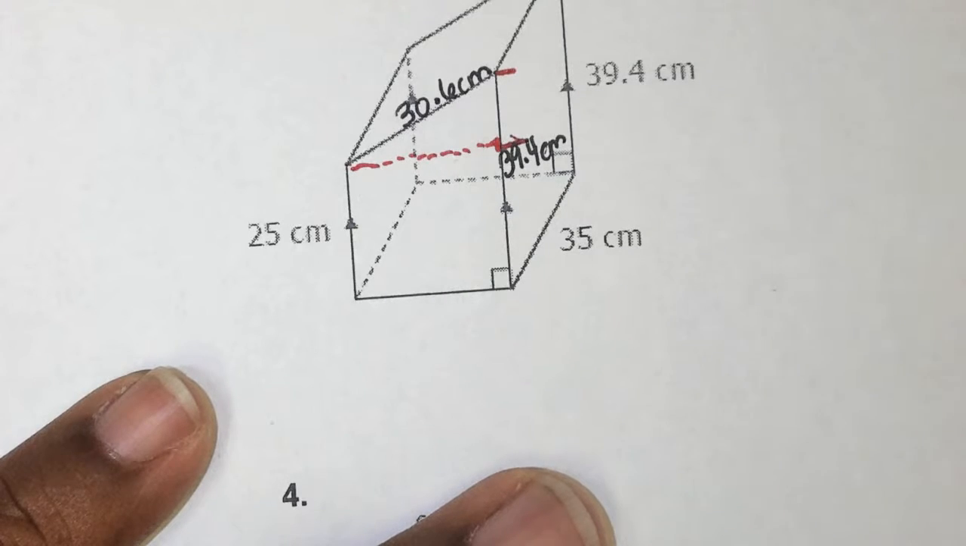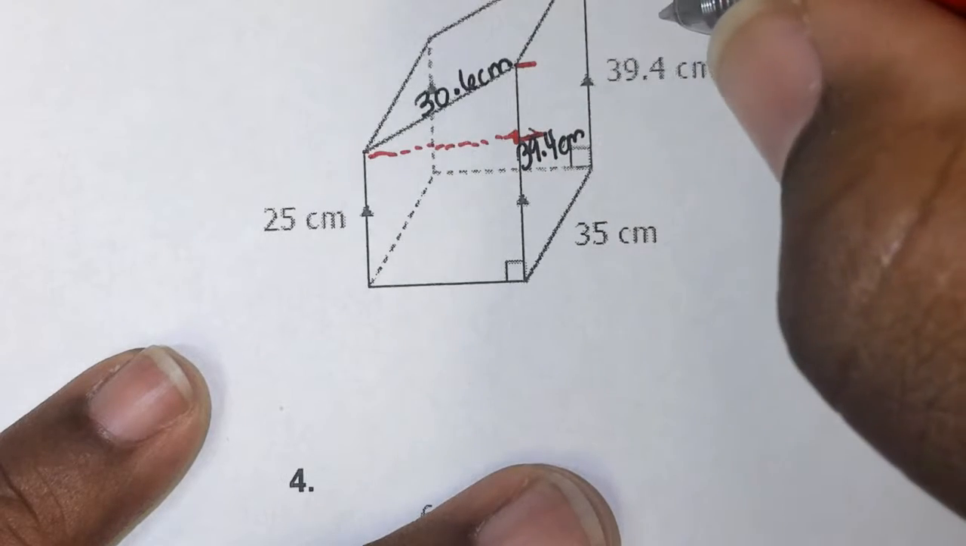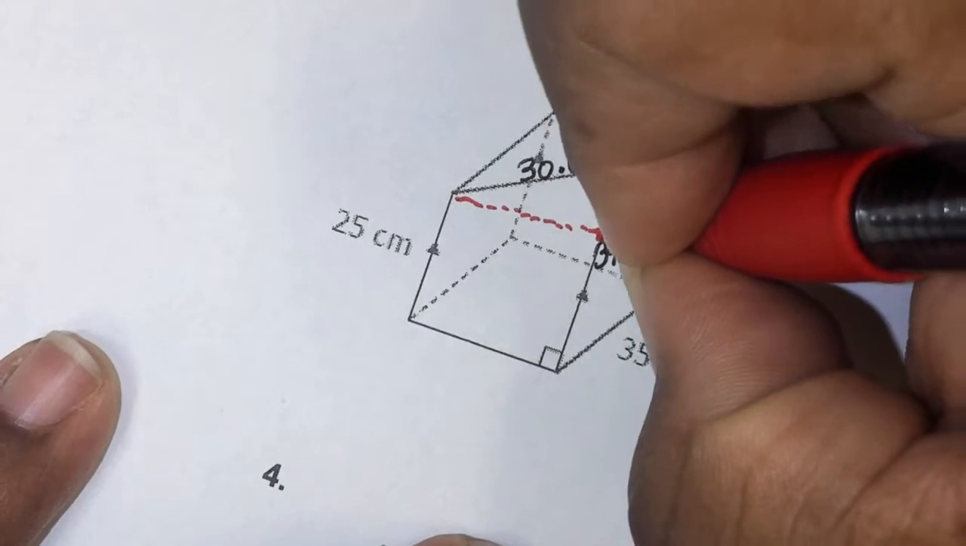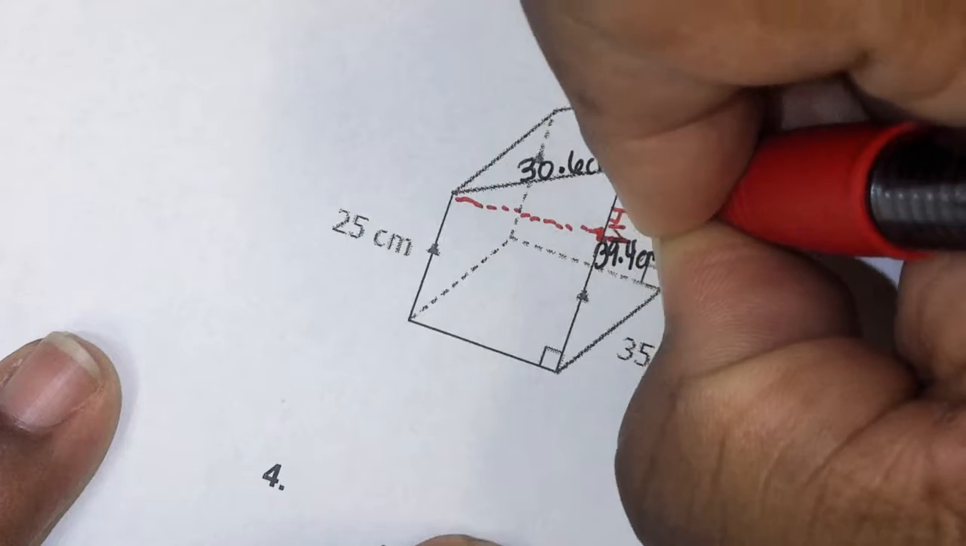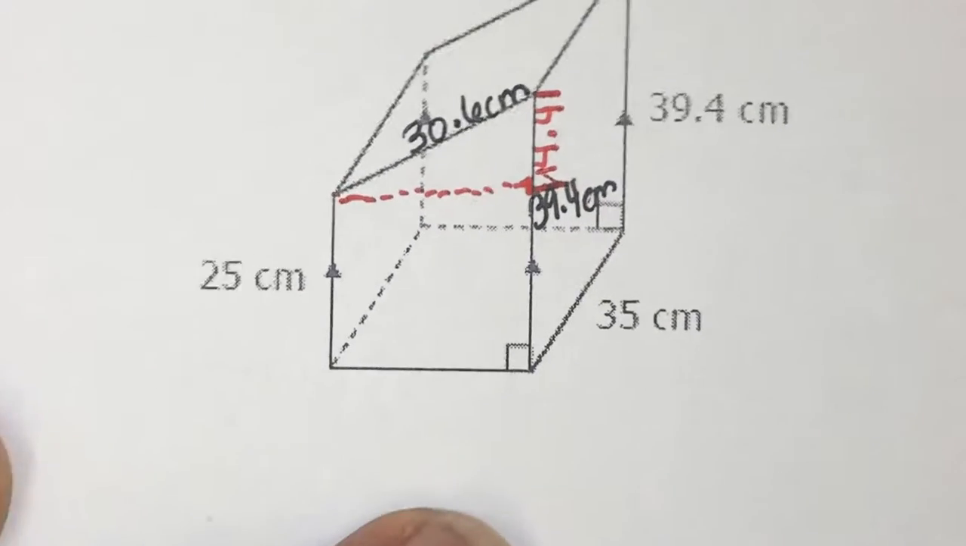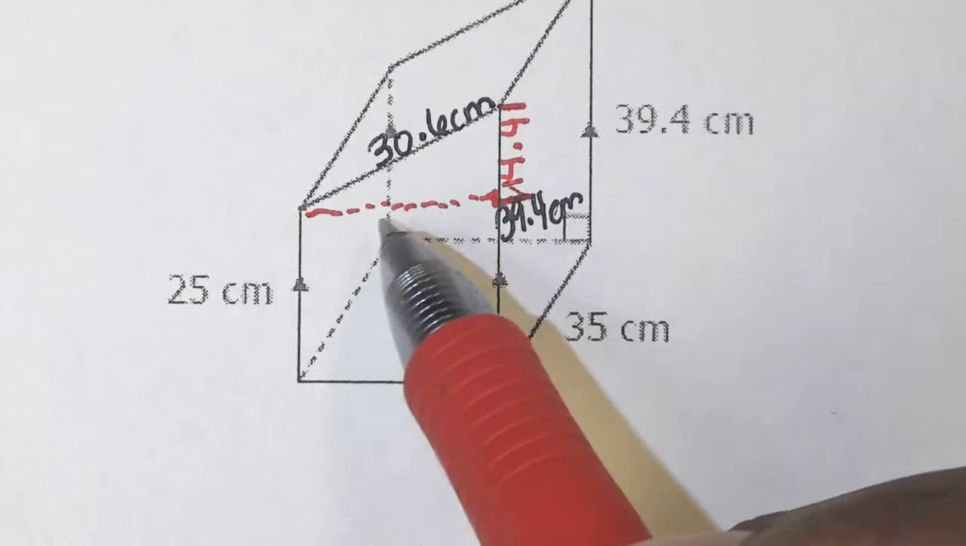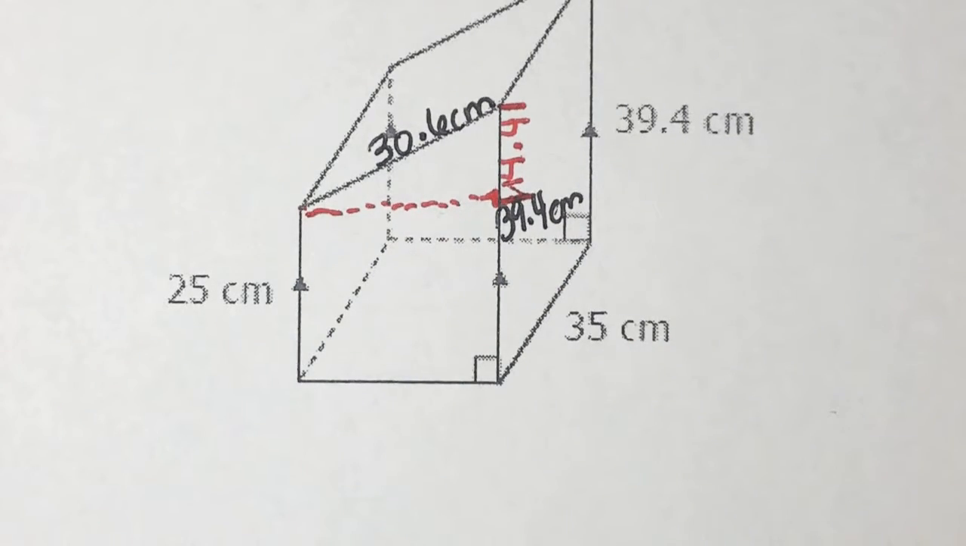Good. 39.4 minus 25. So what is that? 14.4. That's this length right here. So that length right there is 14.4. And then from there, now you can do Pythagorean to find your height right here. 30.6 would be your hypotenuse. Just make sure you put the stuff in the right spot. All right, after you find the height, then you can do a volume.